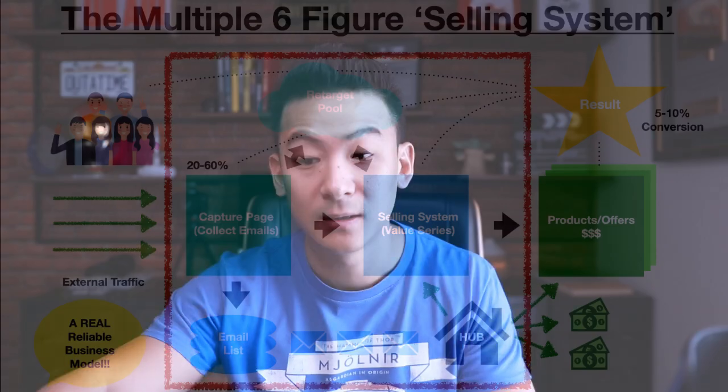And this is the model that I've used to generate multiple 6 figures on the internet, with way higher conversion rates than 95% of other affiliate marketers out there. And this is how I've been able to teach students all over the world how to have their very own multiple 6-figure selling system so that they can sell any product or service that they want, okay?